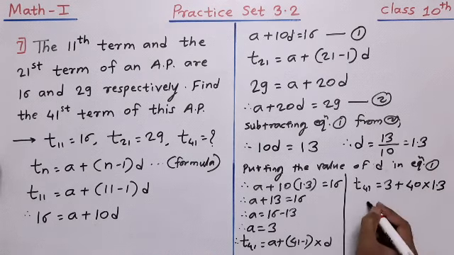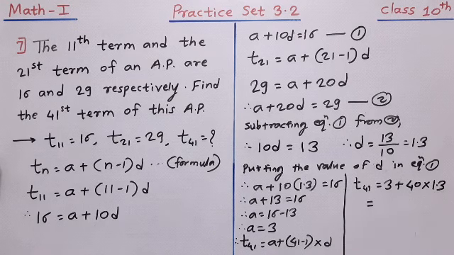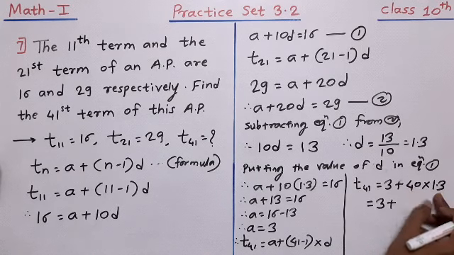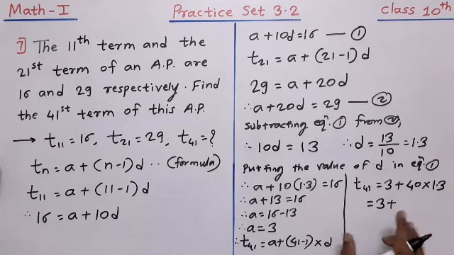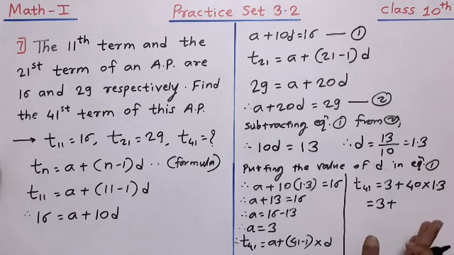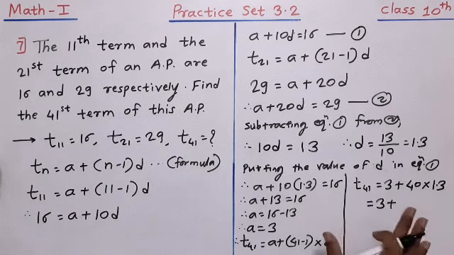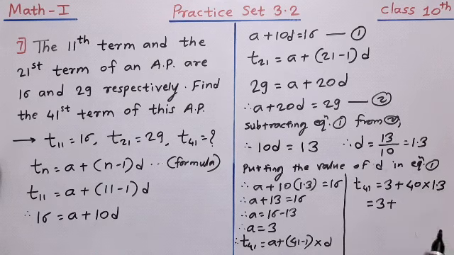Now solving right hand side, we can get the value of T41. 3 plus will be as it is because first multiplication and then addition. Don't forget, whenever addition, subtraction, multiplication are mixed, first of all you have to do the division, then multiplication, and in between addition, subtraction you can do in any order. Okay, first of all multiplication here.